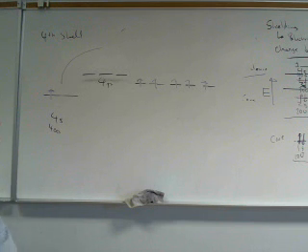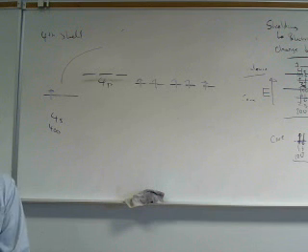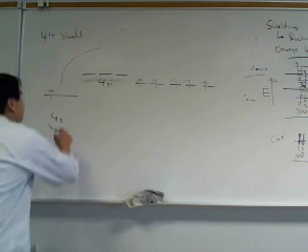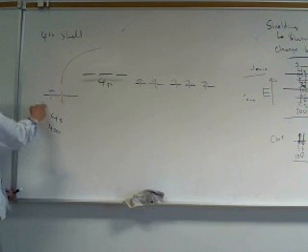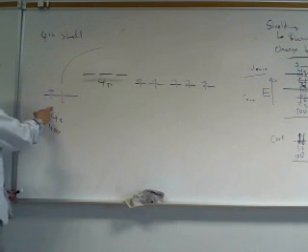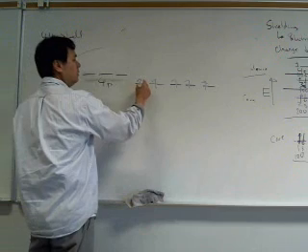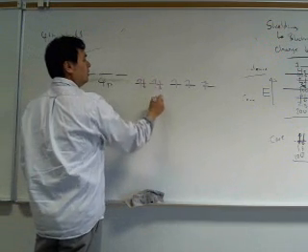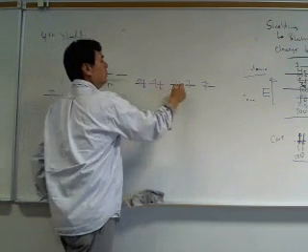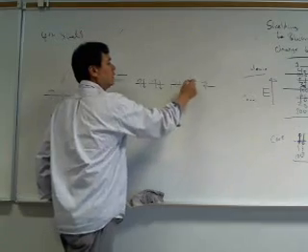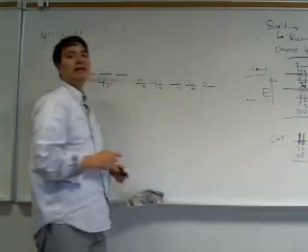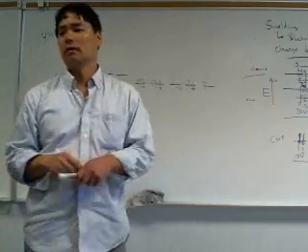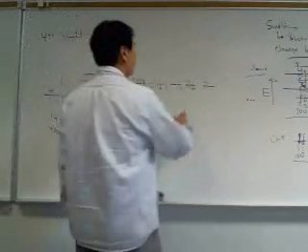After chromium comes manganese. Manganese has one more electron. That's just going to go back and fill the 4s. So this is manganese, and then iron, cobalt, nickel, copper. Wait, let's stop here. Let's stop at nickel.